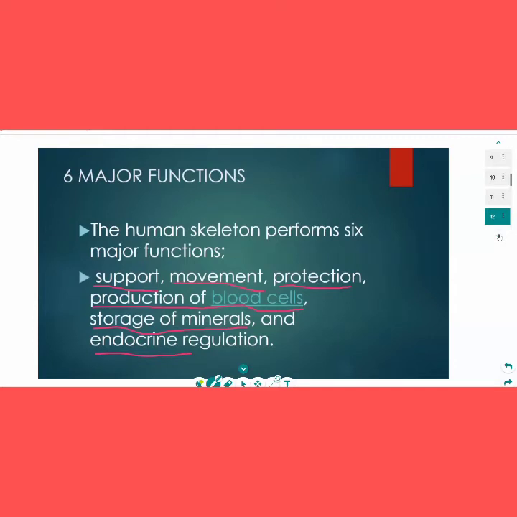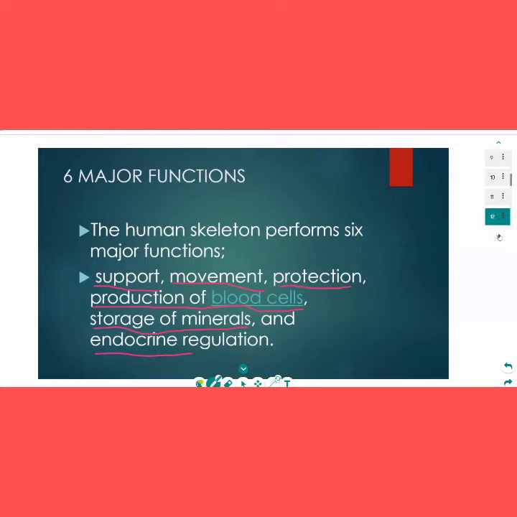So here I have given you 6 major functions, isn't it so? I think you didn't note these 6 points. Have you noted it? No, let me just write. You have to note it down. There are 6 major functions. What are they? Support, movement, protection of blood cells, storage of minerals, endocrine regulation.